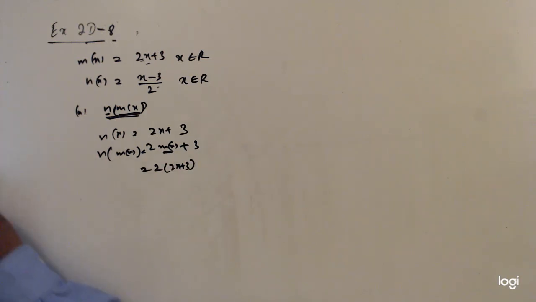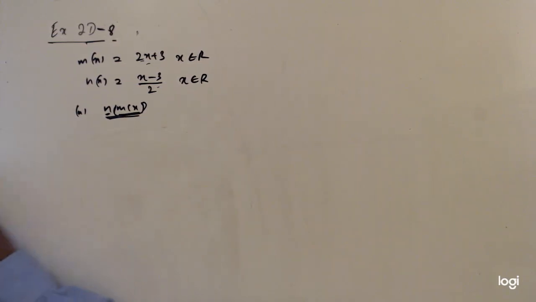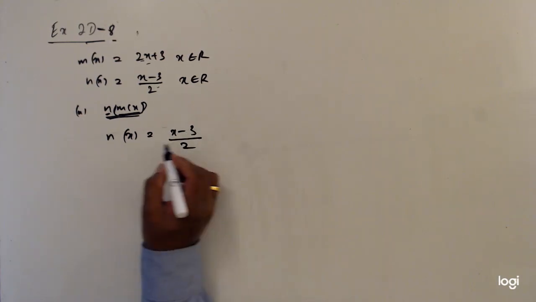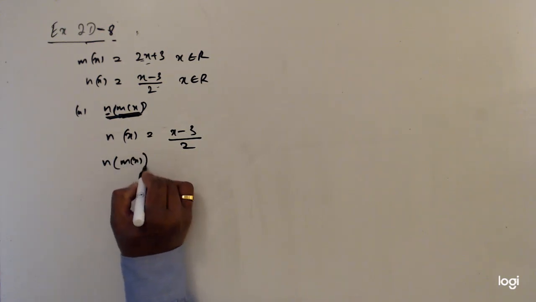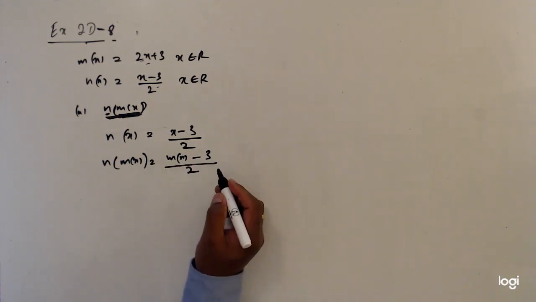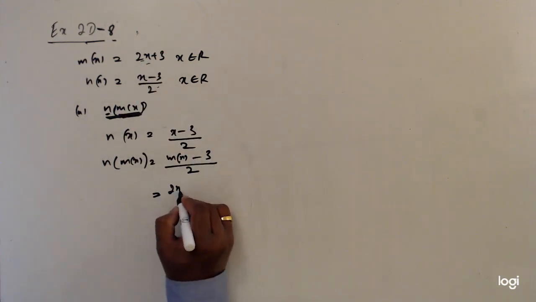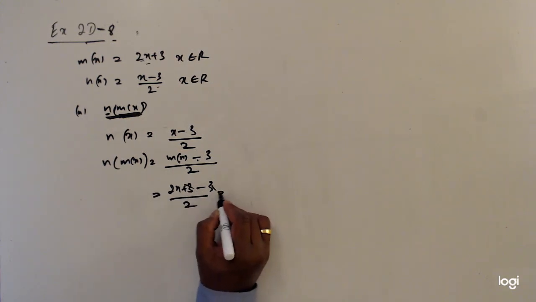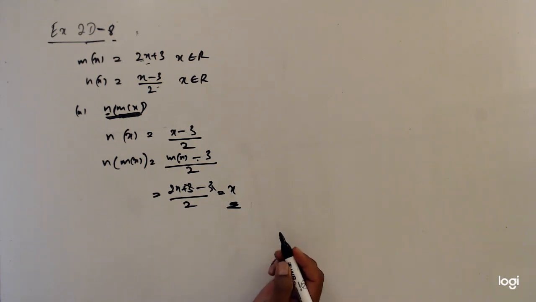Okay, I think I made a mistake. n is not this, n is this one. Then I want to substitute m x inside. So this is m x minus 3 over 2. Then m x is 2x plus 3, and this minus 3 over 2. This cancels out. So 2 and 2 cancel out. This is x.